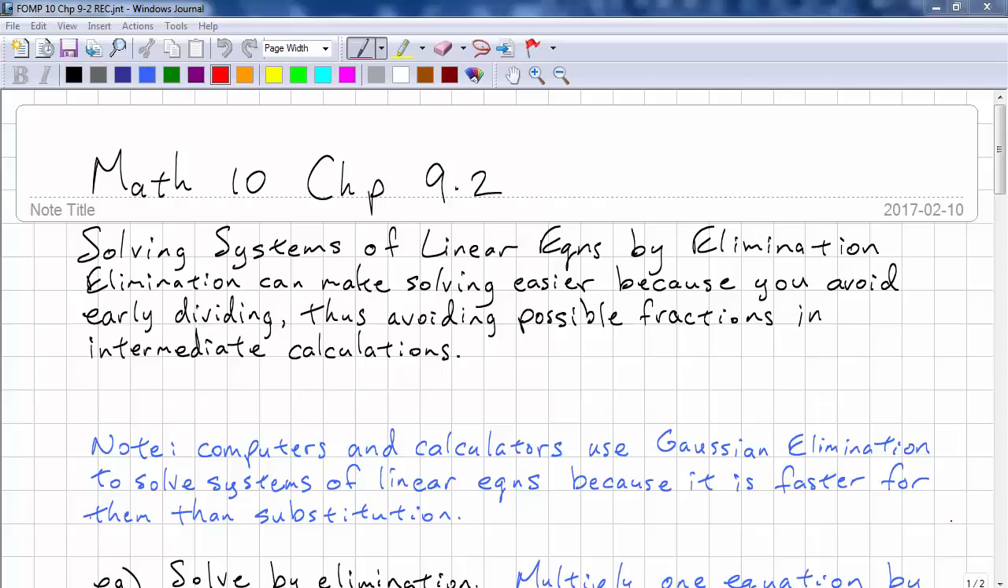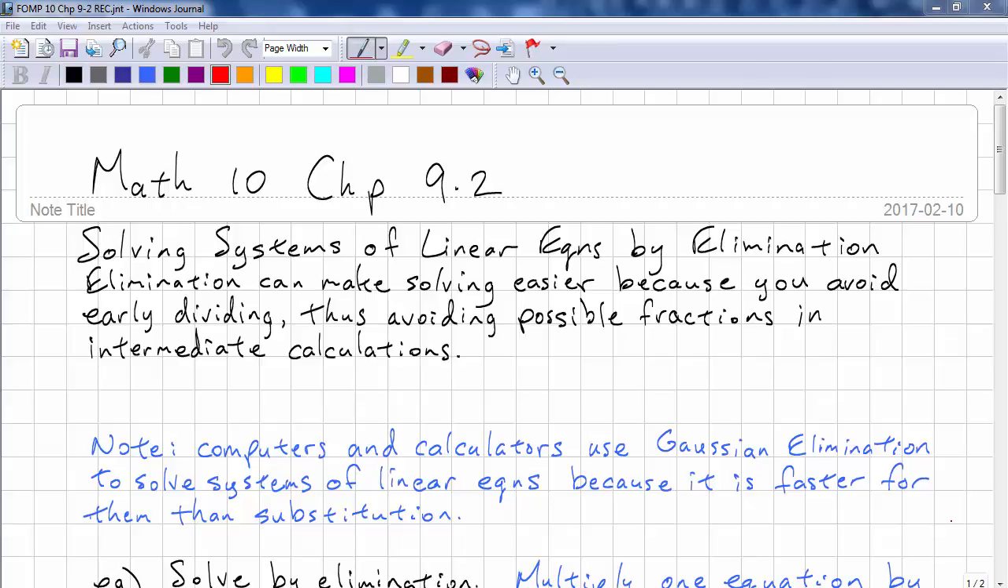This is Foundations of Math and Pre-Calculus 10, Chapter 9.2. We're going to be looking at systems of linear equations, and we're going to solve them using elimination. And elimination can make solving easier because you can avoid early dividing, thus avoiding fractions in your intermediate calculations.